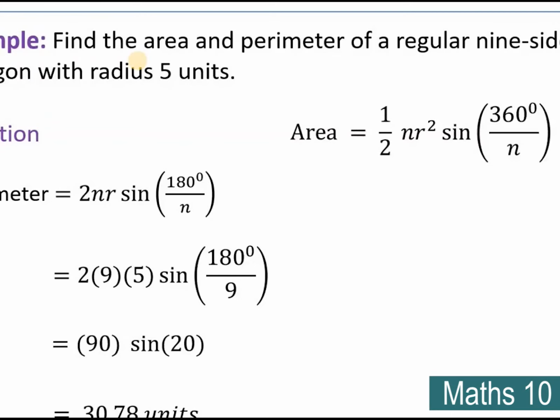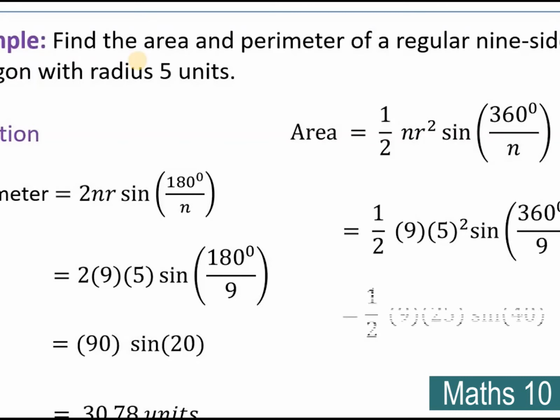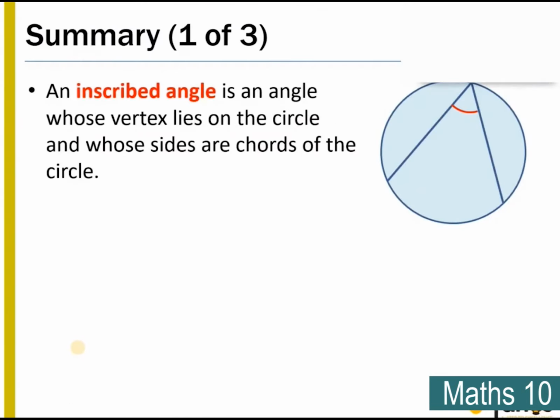The area is a half n r squared sine 360 over n, which is a half times 9 times 5 squared times sine of 360 over 9, which is a half times 9 times 25 times sine 40, which is 72.31 square units. An inscribed angle is an angle whose vertex lies on the circle and whose sides are chords of the circle, like this one here.